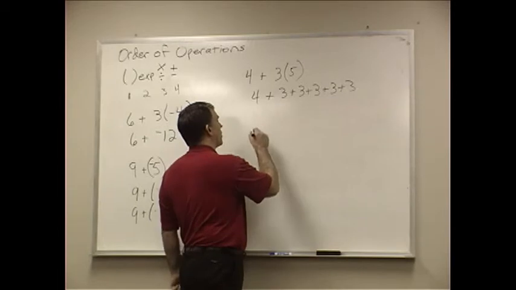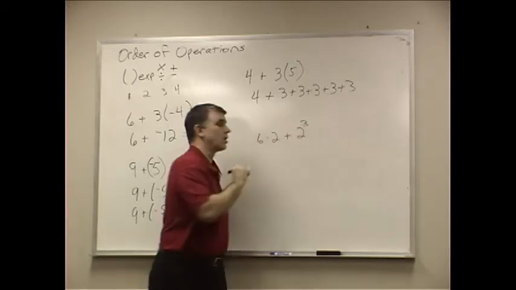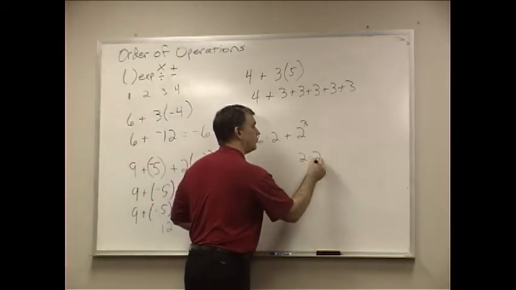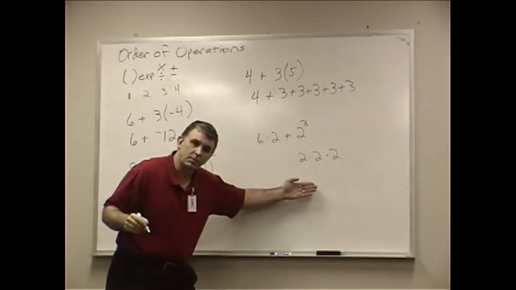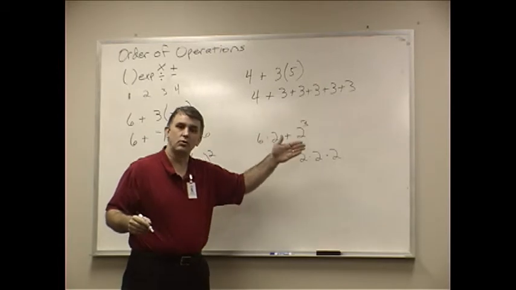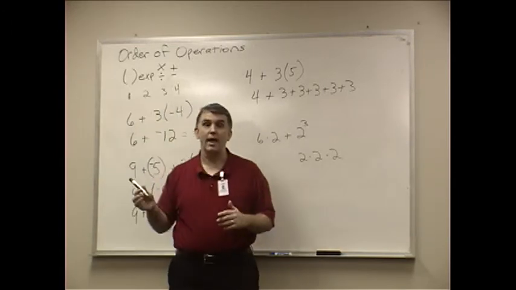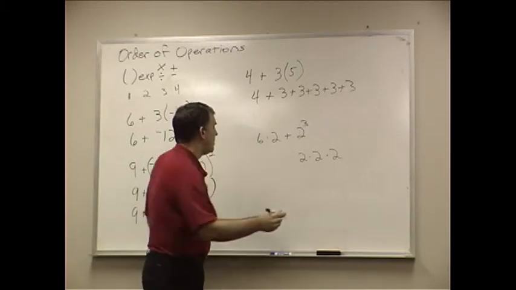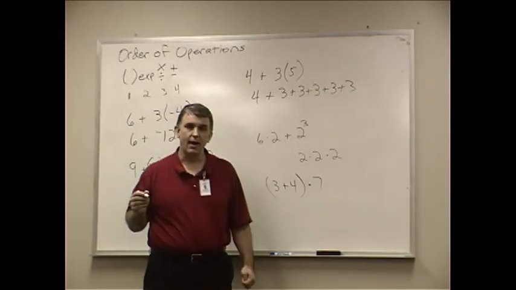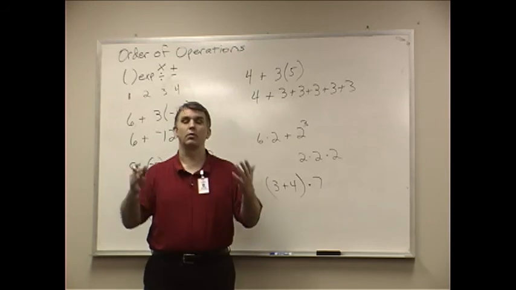Now, if we take that a step further, and I have something like 6 times 2 plus 2 to the third, well, what does 2 to the third mean? 2 to the third means 2 times 2 times 2, and you know you do the multiplication before you do the addition. Well, you're going to have to do exponents before you do your multiplication. Lastly is parentheses. Parentheses is really just a way that we can make something happen first. Maybe we intend to do 3 plus 4 before we multiply times 7. So if you don't want to do the 4 times 7 and add 3, but you need to add those two, well, that's where the parentheses come in.